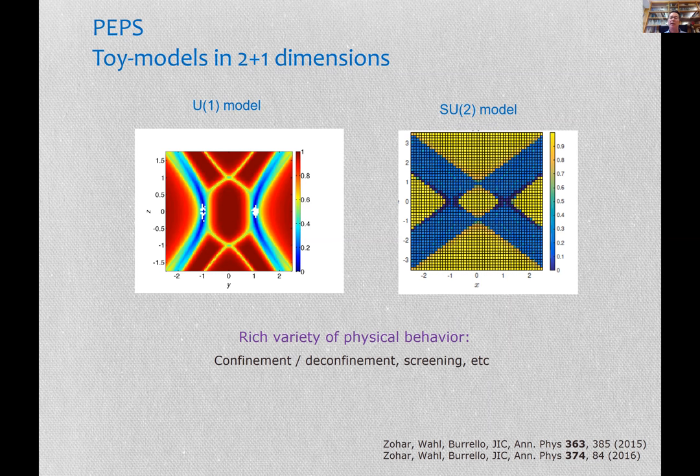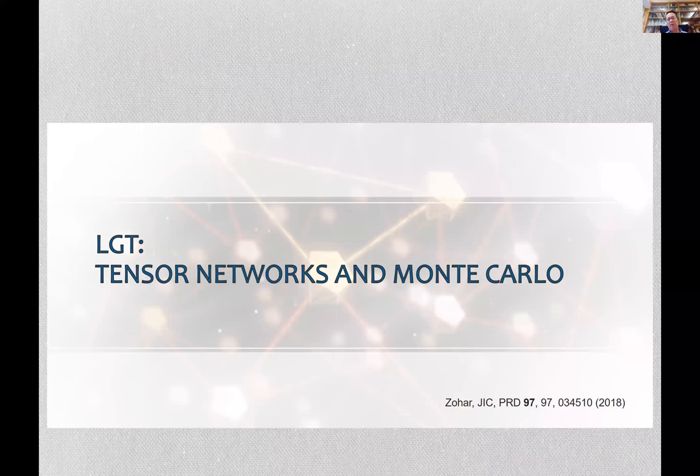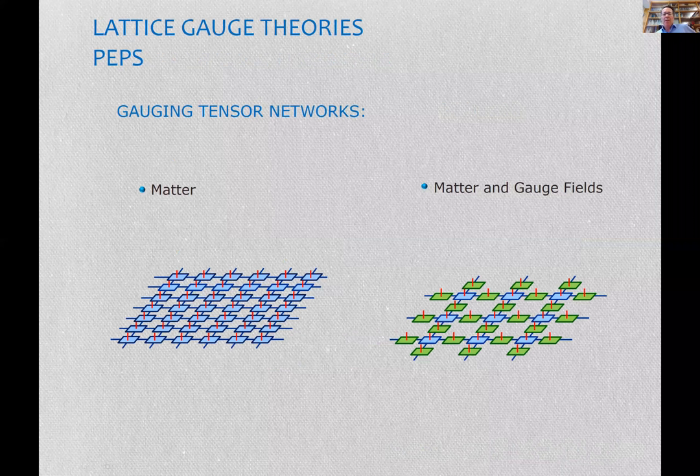And this brings me to ways of measuring, of mixing tensor networks and Monte Carlo. That's a paper that we published last year together with Eres. And let me tell you what the idea is. Okay, so let me go back to the construction of tensor networks that have these gauge symmetries.